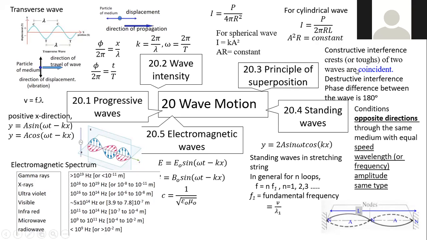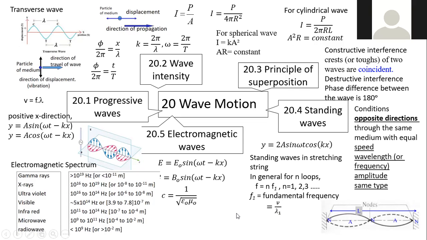And what is constructive interference, what is destructive interference, what is the condition for forming a standing wave, and the standing wave equation, how to derive that, and then standing wave in a stretched string. That's the equation you need to remember. And then for electromagnetic waves, some sort of magnitude you need to remember.